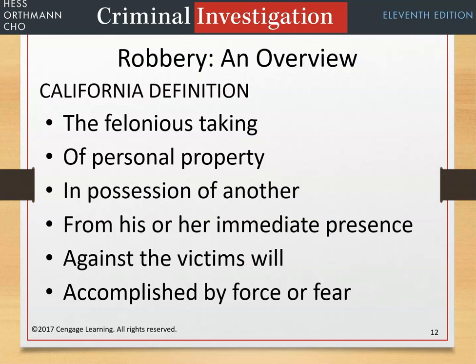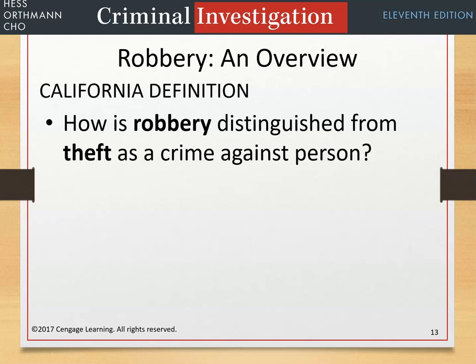So we've learned a little bit about the textbook definition of robbery, but I would like to go just a little bit further and share with you the California definition. Because remember, in order for you to make a case and bring this case to the prosecutor, you're going to have to be able to prove all of the elements. So for California, you can see that the elements that determine robbery are just a little bit more than the generic definition that was listed in your textbook. So let's look at it. The felonious taking of personal property in possession of another from his or her immediate presence against the victim's will, accomplished by force or fear. So this is the California definition. So how is robbery distinguished from theft then as a crime against a person?